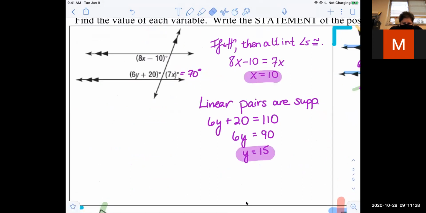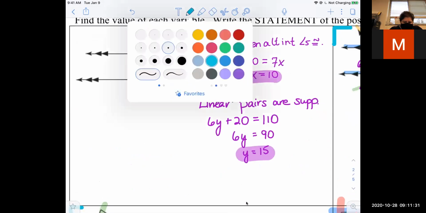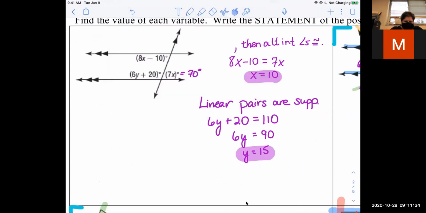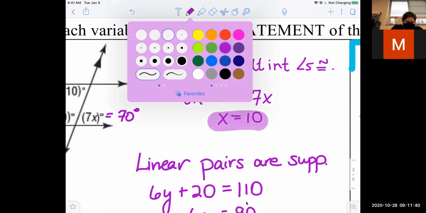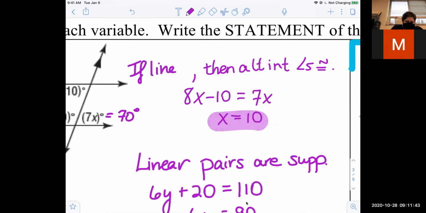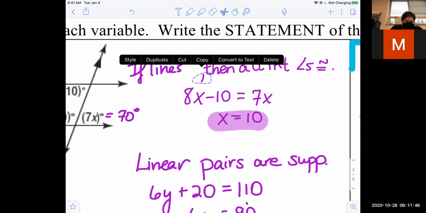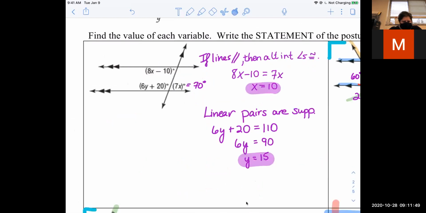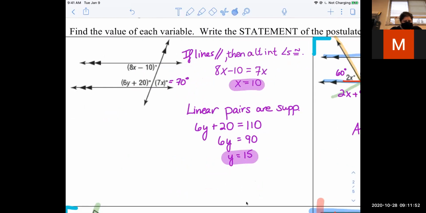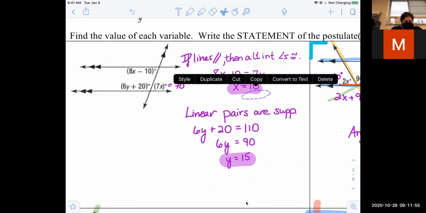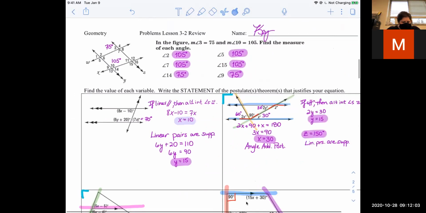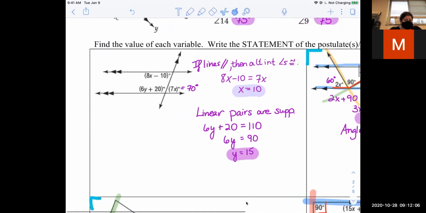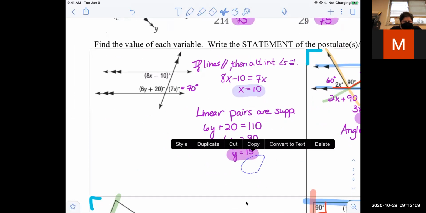Oh, let me write this the way that we write it. I write it differently with honors than I do with you guys, so sometimes you'll see me writing it in a different way. If lines are parallel, then alternate interior angles are congruent. So x is 10. That's the value that will make those angles congruent, which they have to be because the lines are parallel.